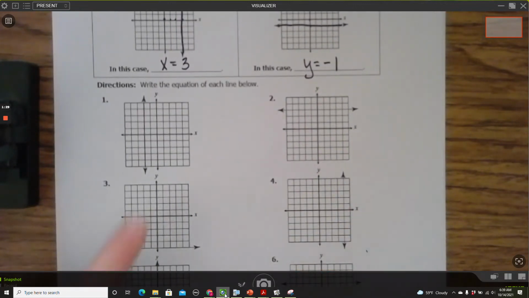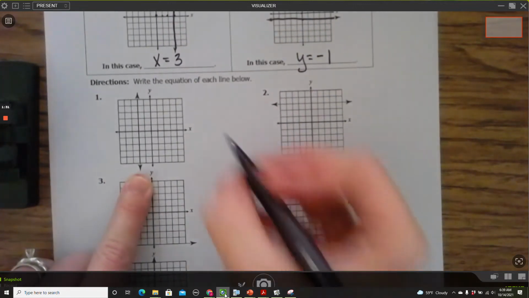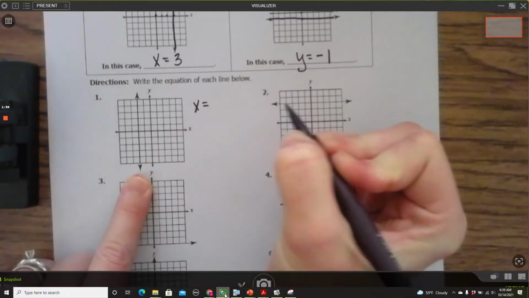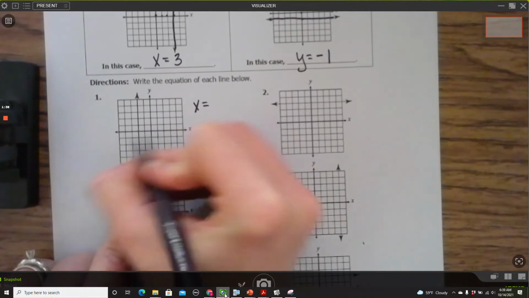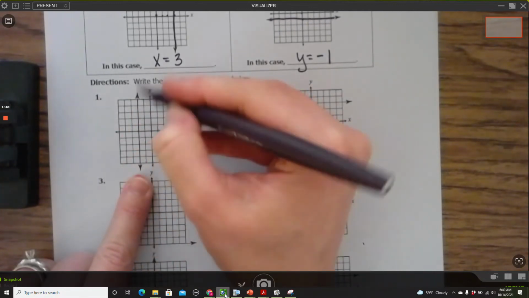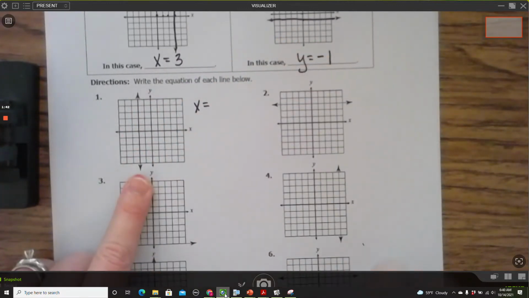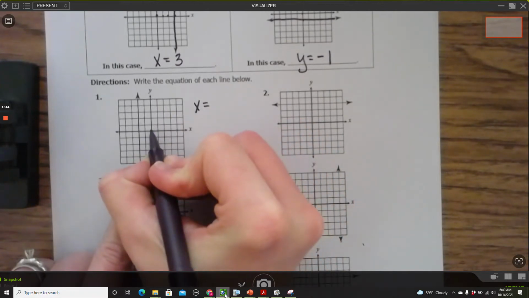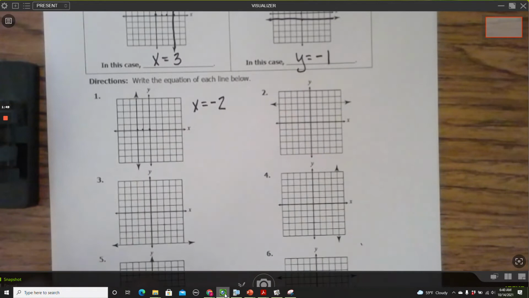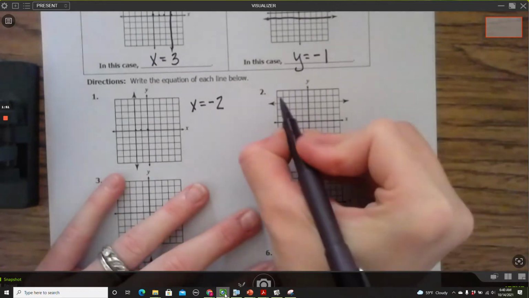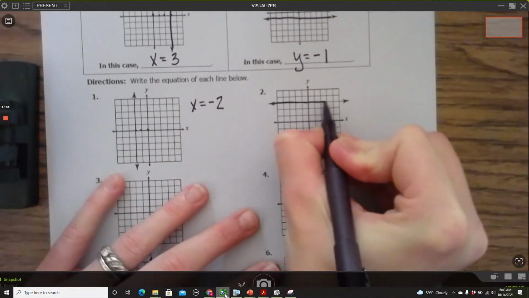All right, so we're going to write the equations of these. Here we've got a vertical line, so we know that's x equals. It's kind of like opposite land, because the x-axis runs left to right, and an x equals line runs up and down. So remember opposite land. If this is 0, -1, -2, that's my answer. It's just remembering which is an x equals and which is a y equals.